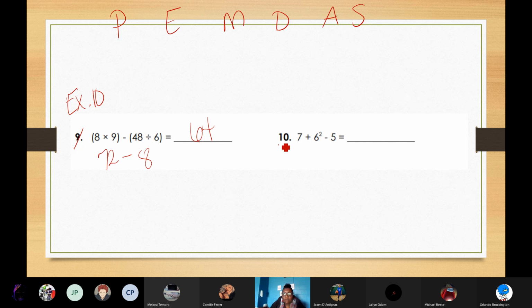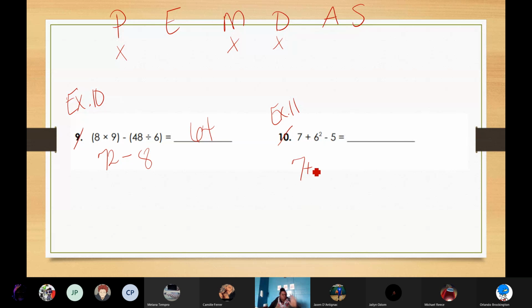Example 11. Go ahead and take some time to write that one down. I'm going to cross out the operations I don't need to worry about today. I don't see any parentheses, any multiplication, or any division. I've only got exponents, addition, and subtraction. So I need to solve my exponent expression first.